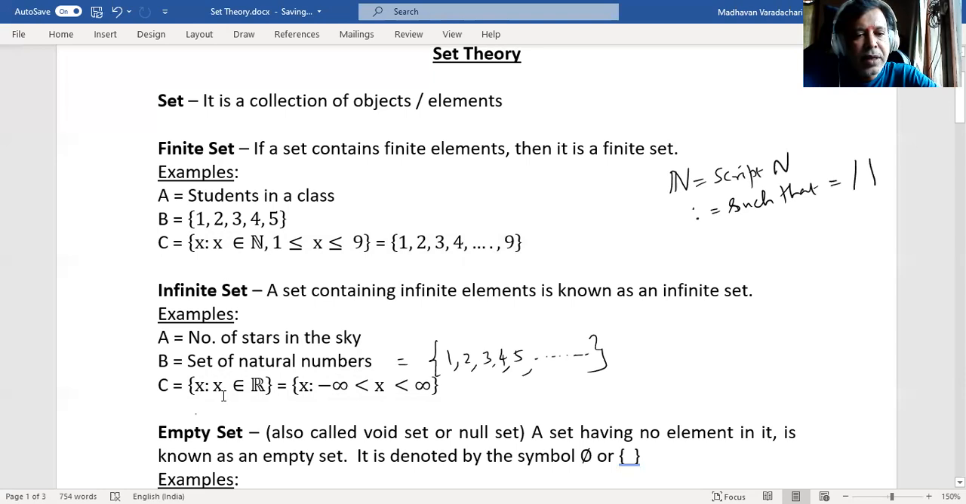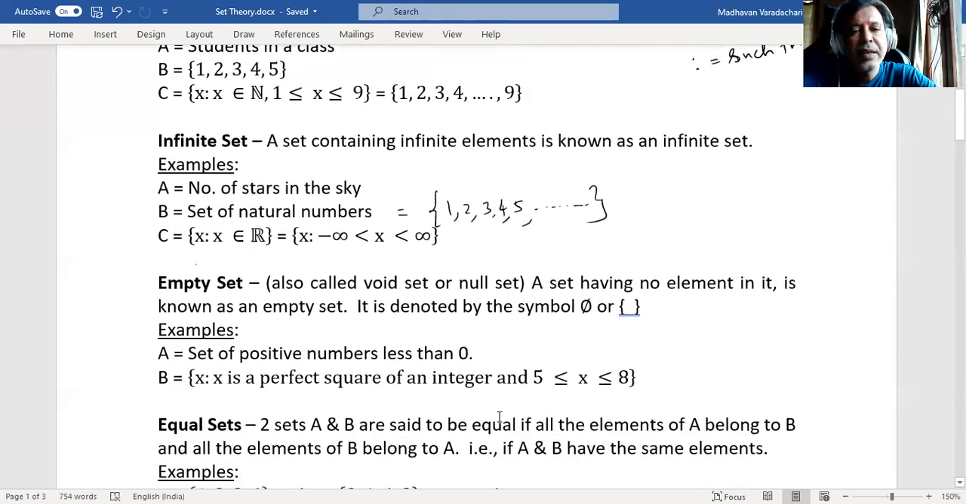Or X such that X is an element of real numbers. This is script R. Script R, you use it for real numbers. Real numbers means any numbers starting from negative infinity to positive infinity, whatever it may be. It can be decimals, fractions, or square roots. Those numbers will come under real numbers. So that is also an infinite set.